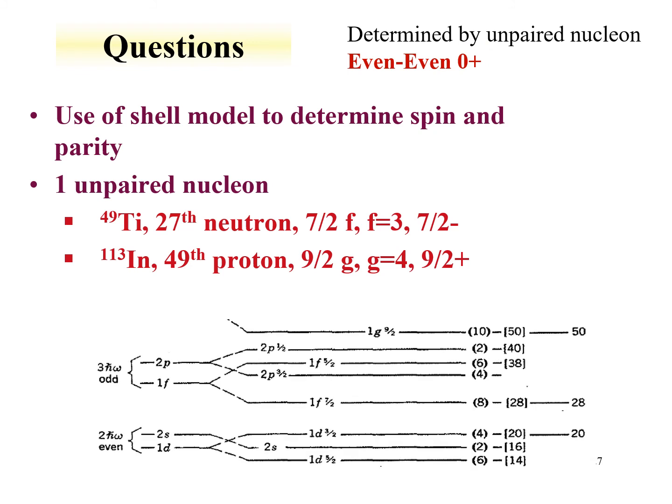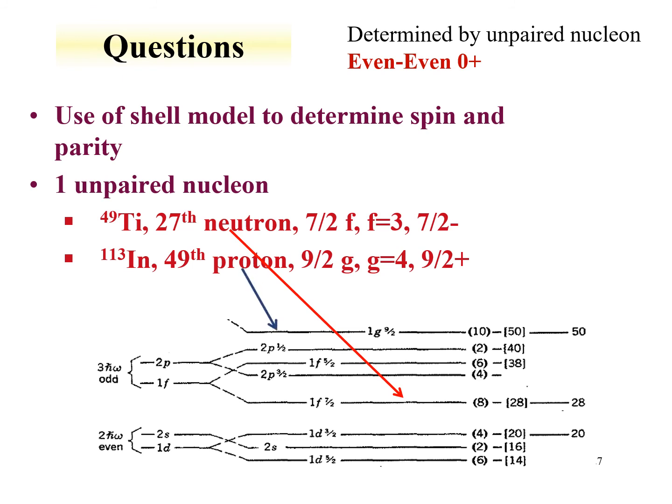If we have an example of a nucleus with one unpaired nucleon, we can use the shell model to evaluate what the spin and parity should be. An example, titanium-49: the 27th neutron is the unpaired neutron, and in the shell model that lives in this shell, which is the f 7 halves, so the spin is 7 halves, f is 3, that is odd, so the spin is 7 halves and the parity is minus. If you examine the chart of the nuclides, you'll find that titanium-49 is indeed 7 halves minus.